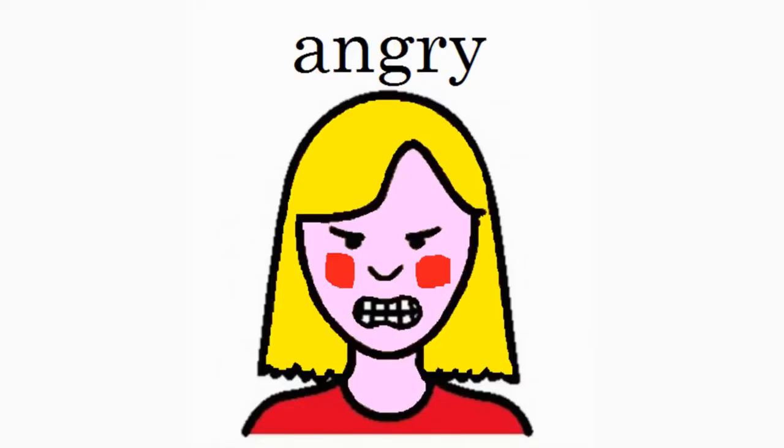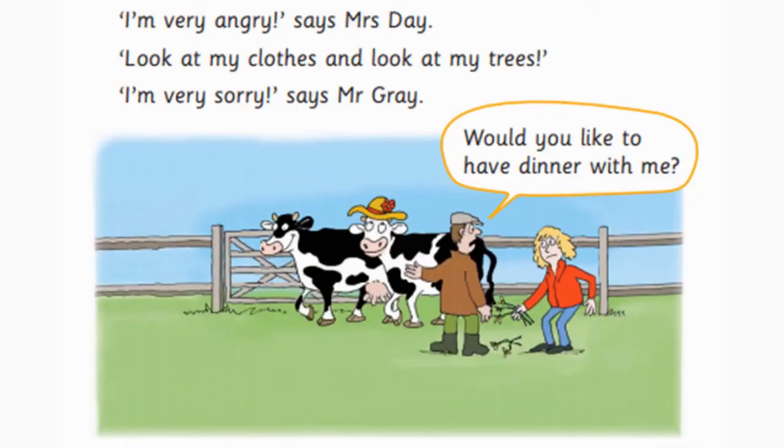"I'm very angry," says Mrs. Day. "Look at my clothes and look at my trees." "I'm very sorry," says Mr. Gray. "Would you like to have dinner with me?" Poor Mrs. Day. What a mess the animals made in her garden.